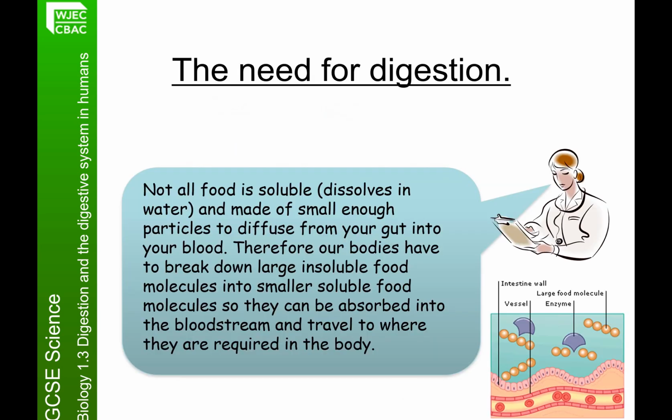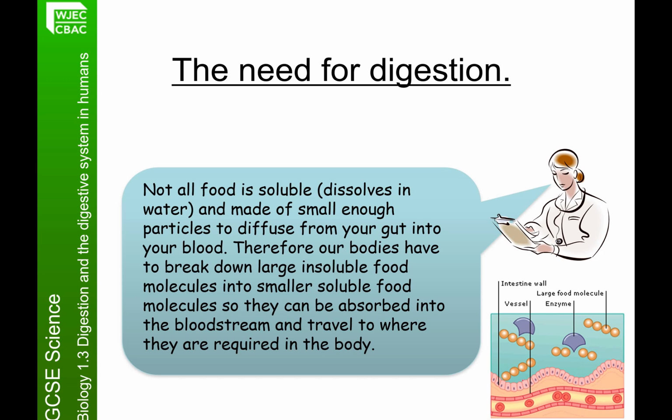Okay, so just to finish off the lesson, we're just going to start thinking about why we need to digest the food that we eat. So not all the food that you eat is soluble. As you should know from year 7, something that is soluble is able to dissolve. And also the particles of the food will not be small enough to diffuse through the little holes that you have in your small intestine to get into your bloodstream.